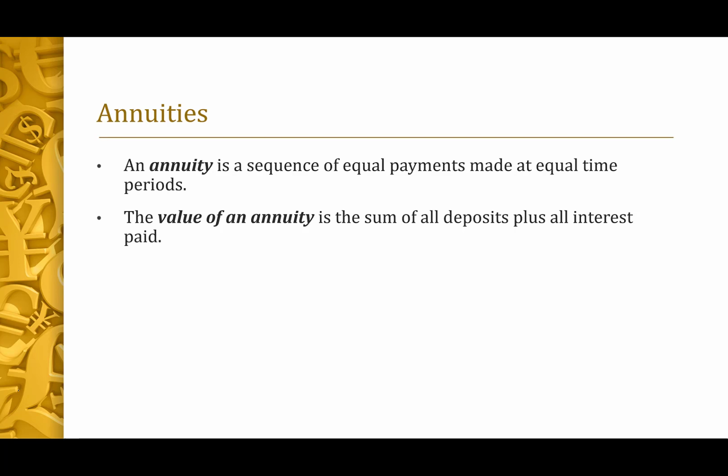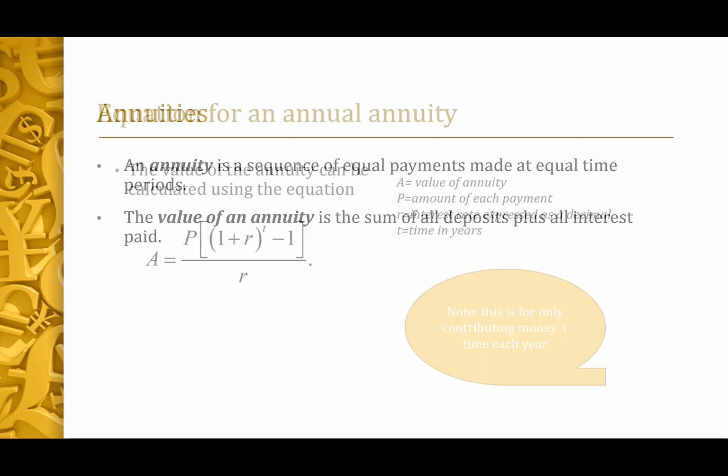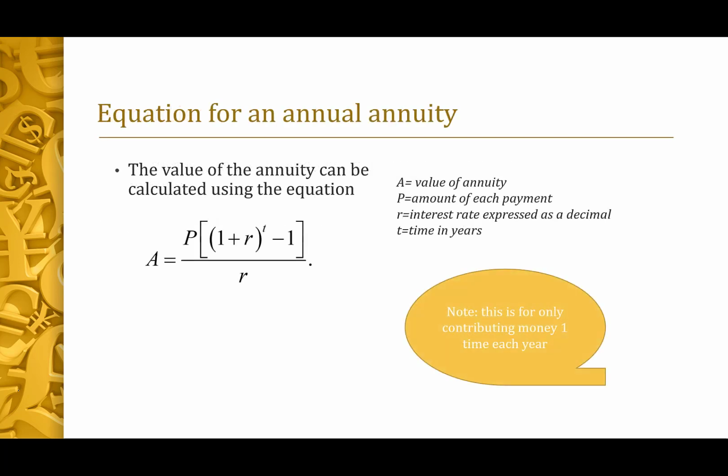And then the value of an annuity is the sum of all the deposits that we've made plus any interest that has been paid to us. So we have a couple of equations that we're going to use. We'll start with this one. This is the simplest one. It says the value of the annuity can be calculated using this equation.